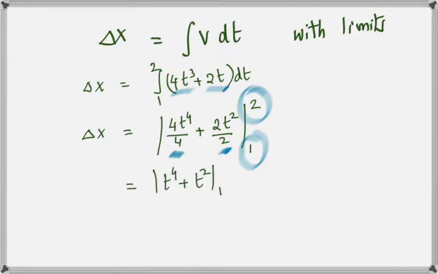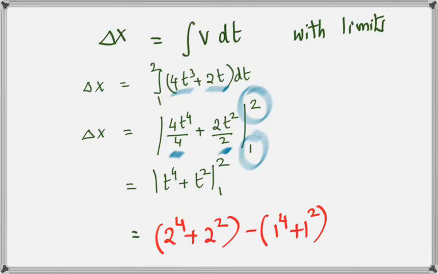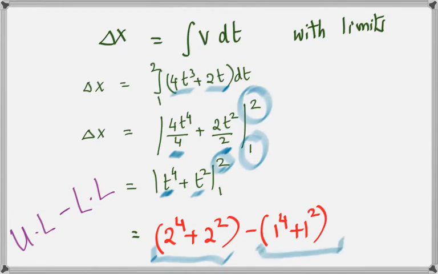Now we have to simplify. We can cancel out 4 and 2 and we have to apply the limits. So this is the upper limit, which is 2. We apply the upper limit, so it becomes 2 to the power of 4 plus 2 to the power of 2. So it's upper limit minus lower limit. First we apply the upper limit and then we apply the lower limit. After applying the limits, we can solve and we get the same answer, which is 18 meter.